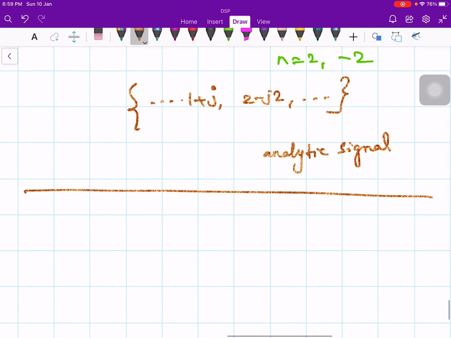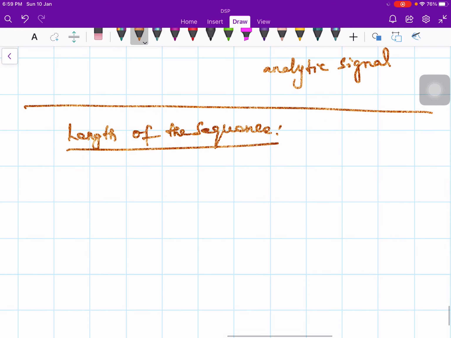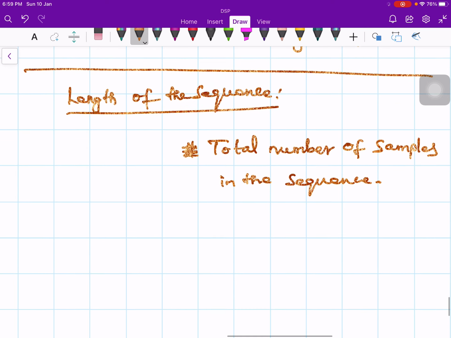Now let us talk about the length of the sequence. What is the length of the sequence? So this topic is very important. The length of the sequence is the total number of samples in the given sequence. That is called the length of the sequence.